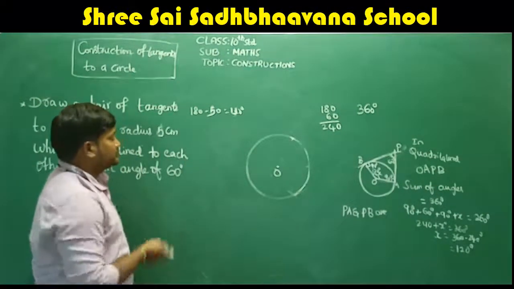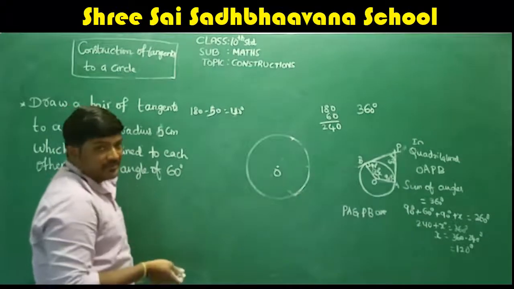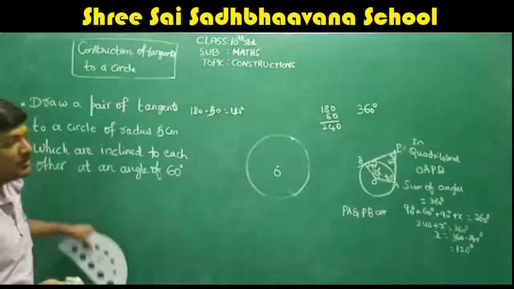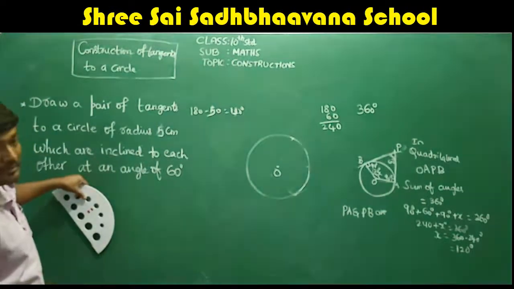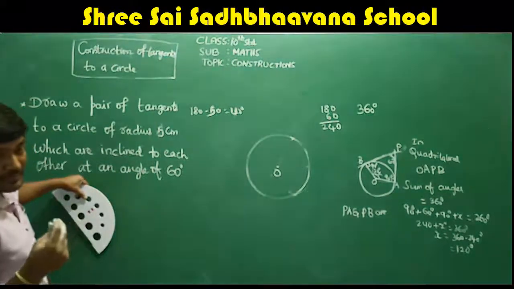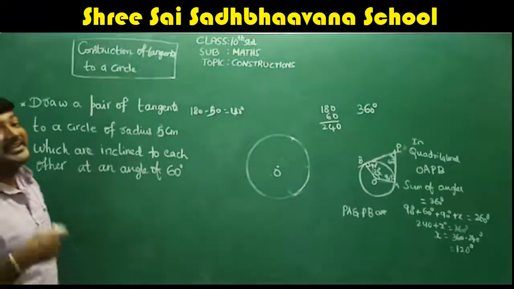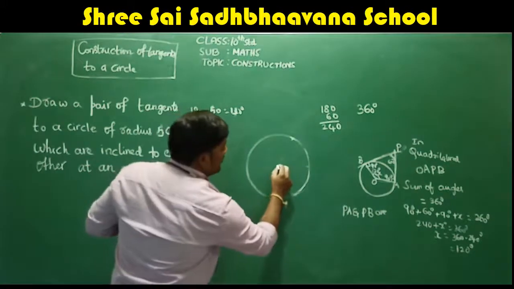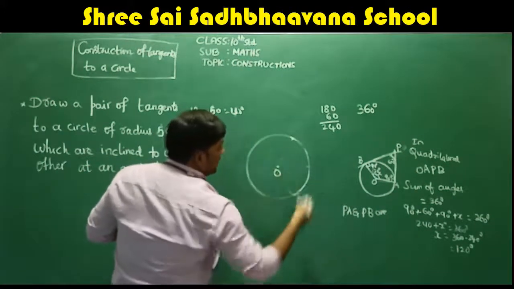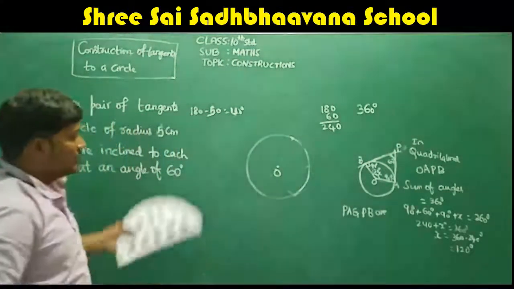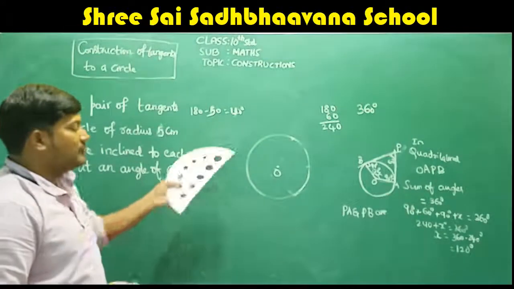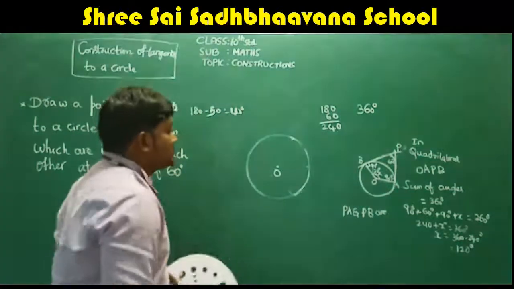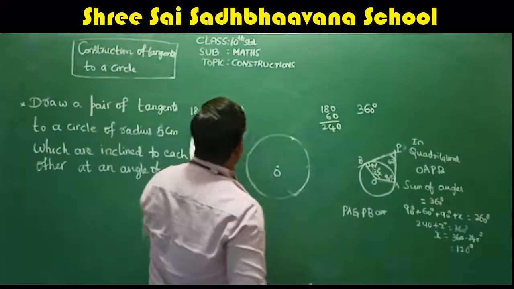You take it as 180 minus this angle. If it is 60, it will be 120. If it is 40, it will be 140. So whatever the angle is, you do 180 minus that angle and take it as the angle between OA and OB. Whatever angle you get, for example 120, draw the angle like that. Very simple. I'll just do the construction. I hope you understood why we are taking this.